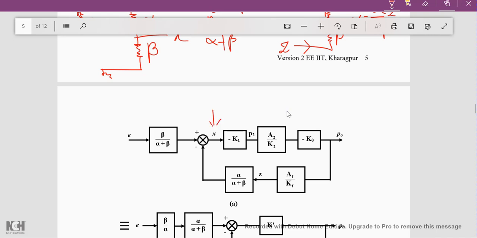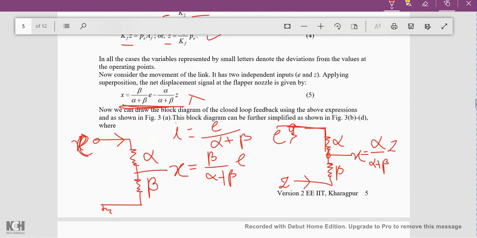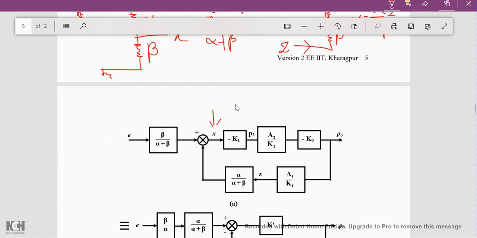What is X here? It is E times beta by alpha plus beta. So what we have written is E times beta divided by alpha plus beta minus alpha divided by alpha plus beta times Z. So two input signals should come, and they should get multiplied with two blocks. One is this, another one is this, and one summer should be there, with one positive sign and one negative sign. E is coming from this side multiplied with beta divided by alpha plus beta, so here it is plus sign, and another signal is coming from this side, which is Z times alpha divided by alpha plus beta, and it is negative. Obviously this Z is coming from where? Z is coming from the feedback, that is the output.